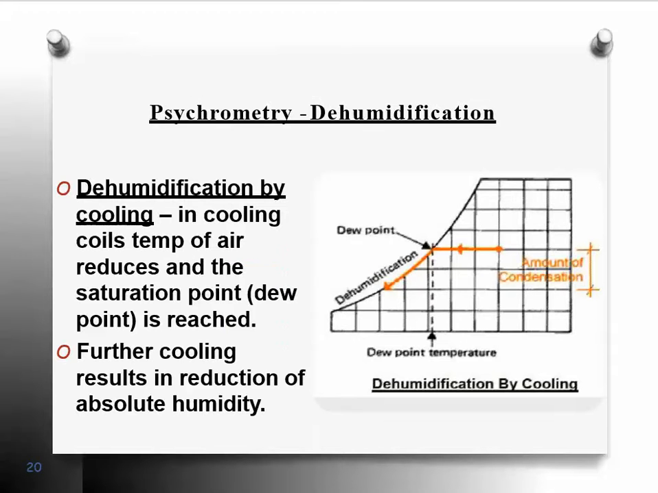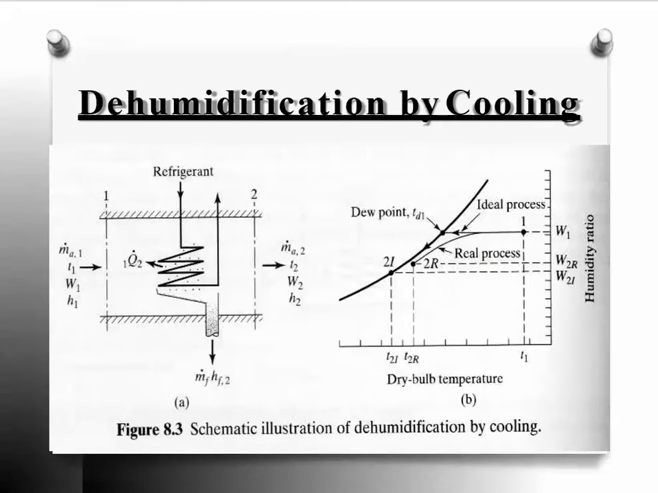Then the dehumidifying by cooling. In a cooling coil, the temperature of air reduces and the saturation point is reached, and further cooling results in reduction of absolute humidity. This diagram shows the dehumidification by cooling, in which the ideal process and the real process have some deviations, and we can calculate them with the help of the diagram.